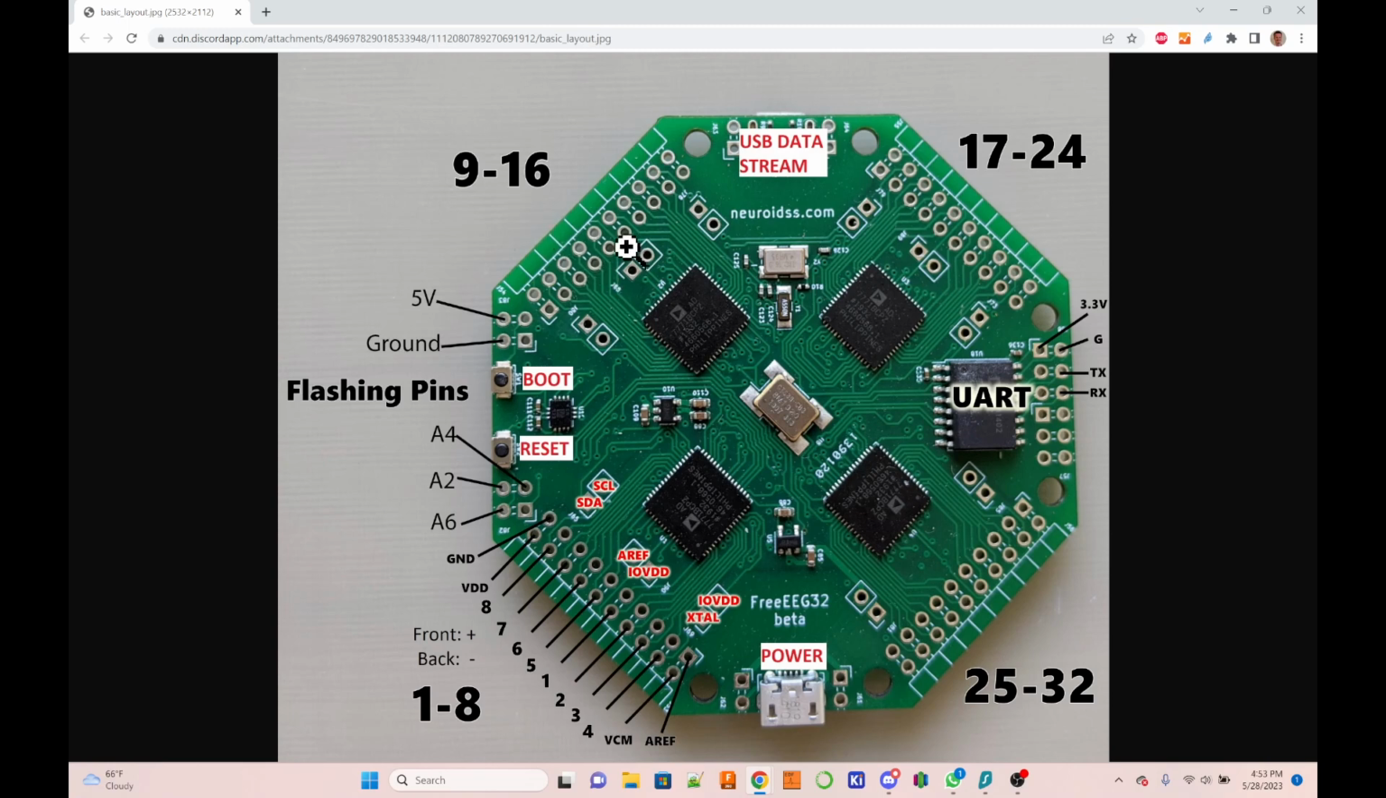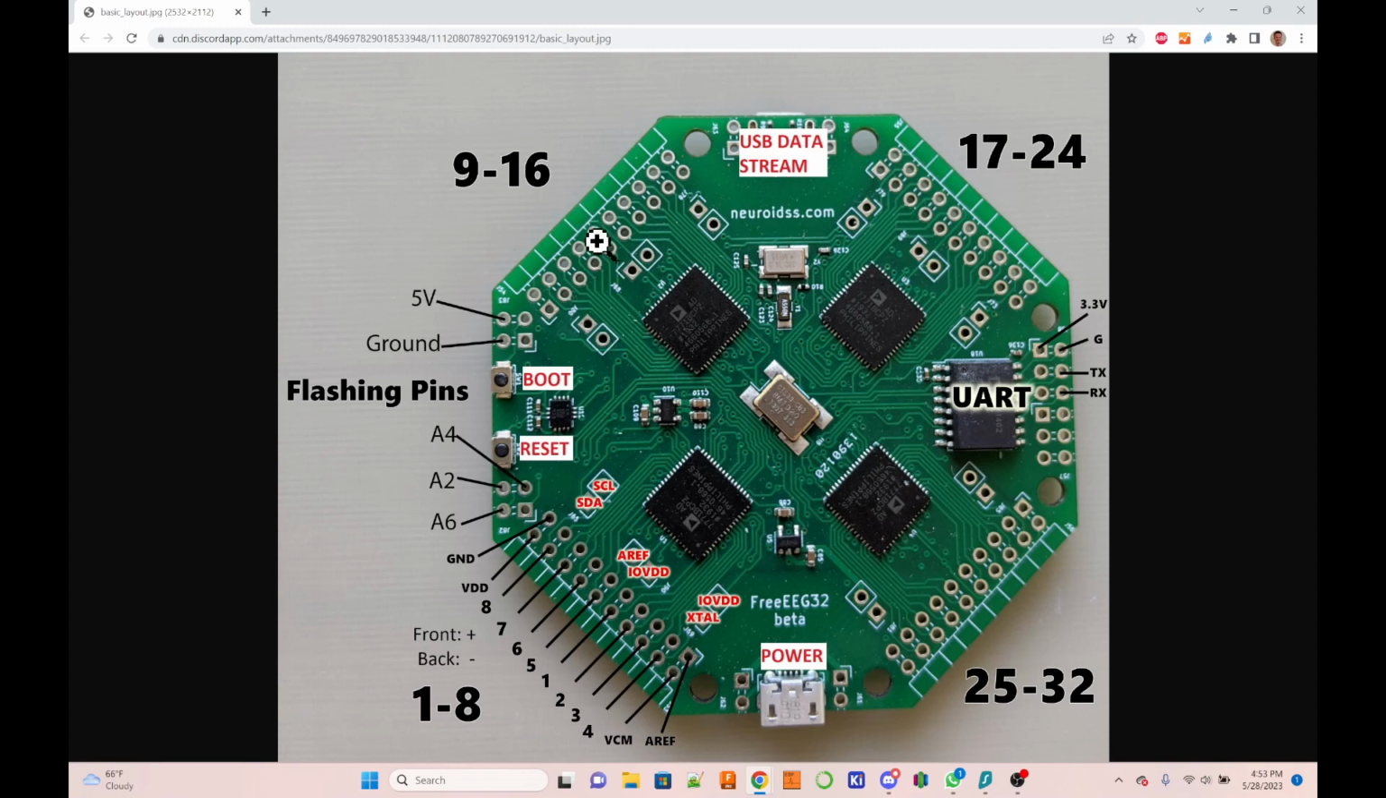Sorry. It's the one that's closer to the edge is for negative, and the one that's closer to the center of the board is positive. Yeah, that's correct. Yeah, and so in this image here it says 9 to 16. So there are 8 channels here, and the first 8 are here, and here are the next 8.